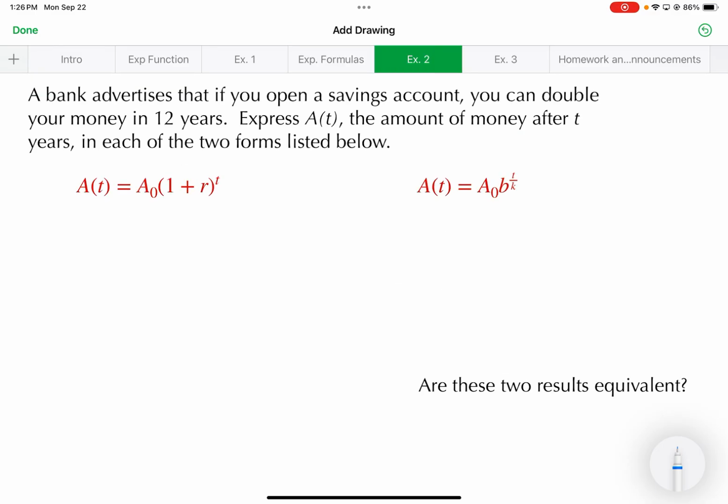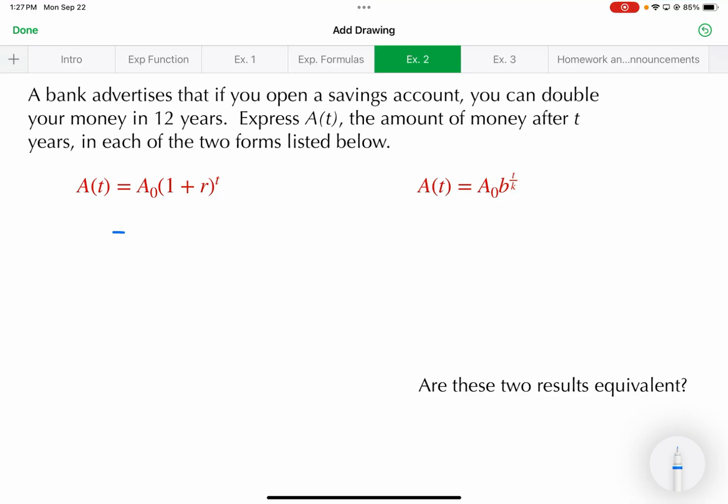All right, a bank says that if you open a savings account, you can double your money in 12 years. That's pretty good. Express A of t, the amount of money after t years, in each of the 2 forms listed below. Okay, we're going to work with the first form first because we're familiar with that one. So let's work with this form first, okay? They don't really give us a lot in the problem. It just says if you open a savings account, you can double your money in 12 years. That's it. They didn't tell you how much you're starting with. We just want to come up with an expression for this situation using these models, okay?